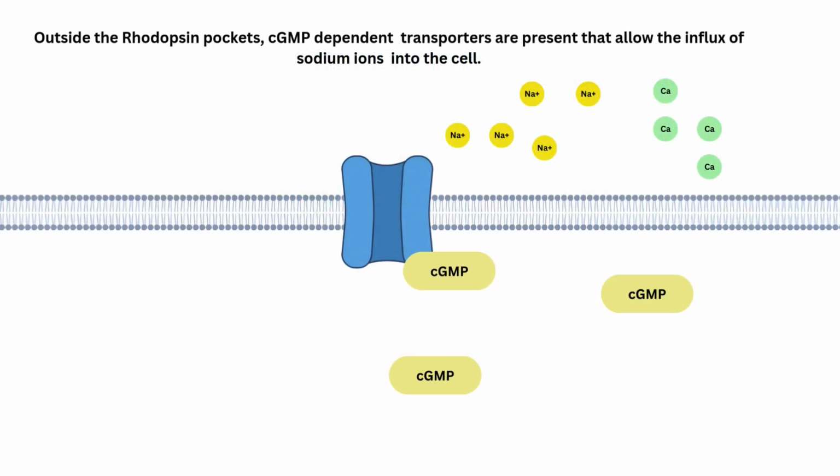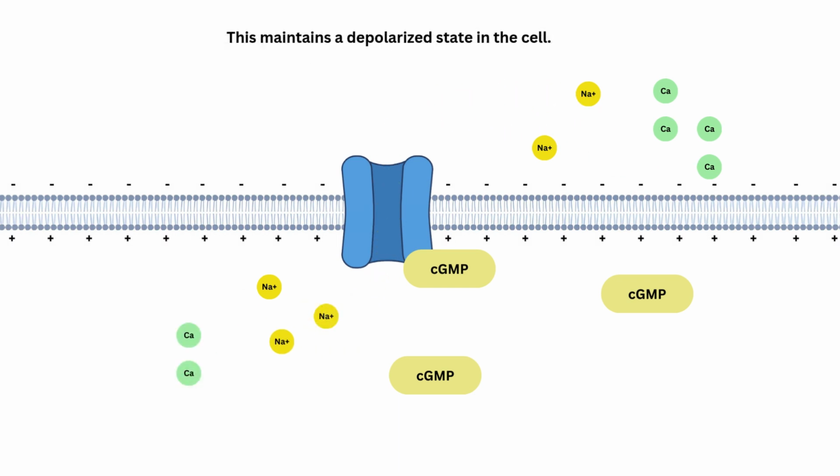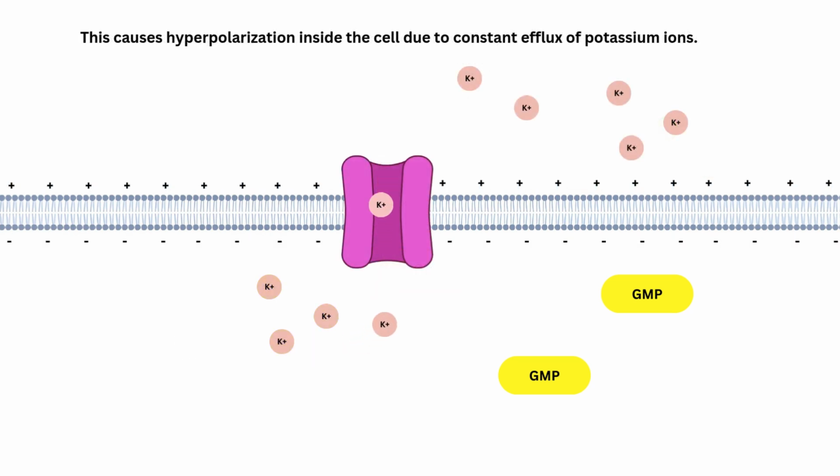Outside the rhodopsin pockets, cGMP-dependent transporters are present that allow the influx of sodium ions into the cell. This maintains a depolarized state in the cell. In the presence of light, when the cGMP is converted to GMP, the cGMP-dependent sodium transporters are inactivated. This causes hyperpolarization inside the cell due to constant efflux of potassium ions.